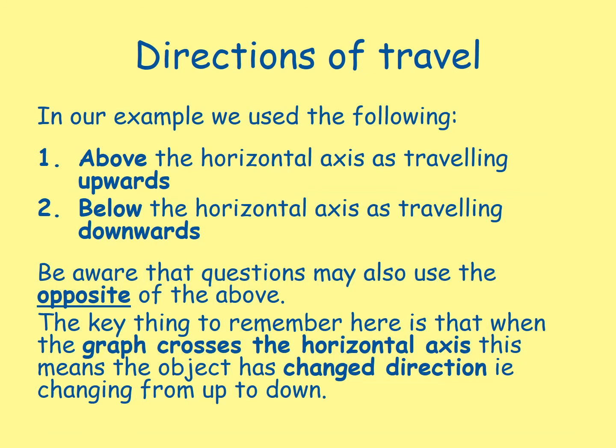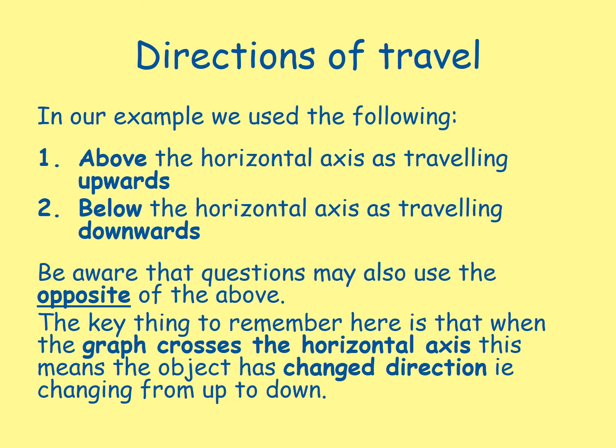Directions of travel. In our example, we use the following. 1. Above the horizontal axis is travelling upwards, and 2. Below the horizontal axis is travelling downwards. Be aware that questions may also use the opposite of this, so you really need to pay attention to what's happening in the question specifically.